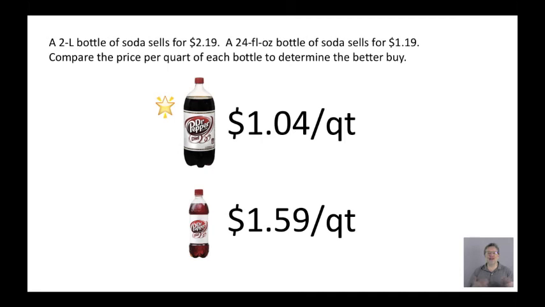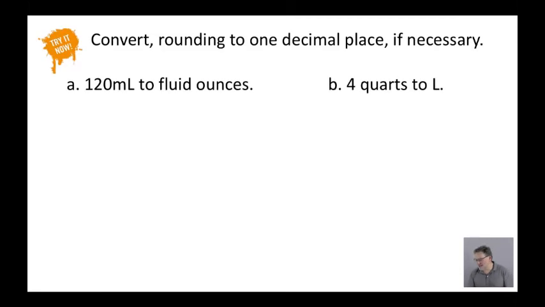So take some time to do some problems like this. We want to convert 120 milliliters, that's a metric unit, to fluid ounces, that's a US unit. We're going to do the same thing in part B, converting 4 quarts, that's actually a gallon, into liters. Here we are rounding to 1 decimal place if that's necessary. Take some time for that.